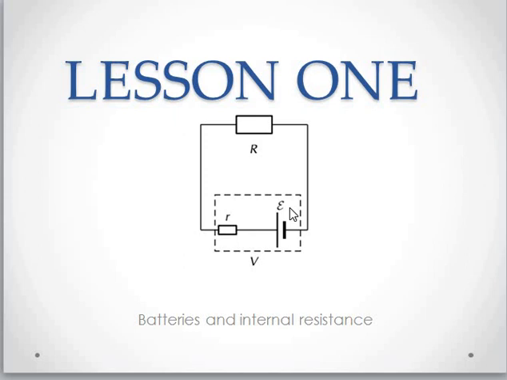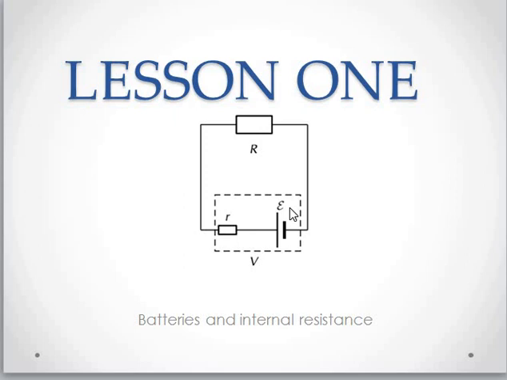Okay, so today we look at probably the last part of the electrical circuit, in which we look at batteries and internal resistance. Batteries and internal resistance. So you look at a battery, what do you see? You see a source of electricity or electrical power. That's what you see. You see a source.